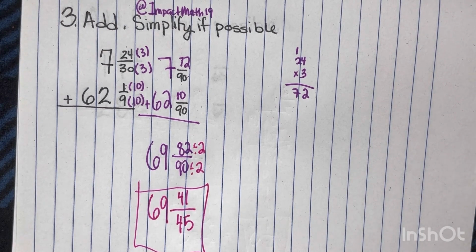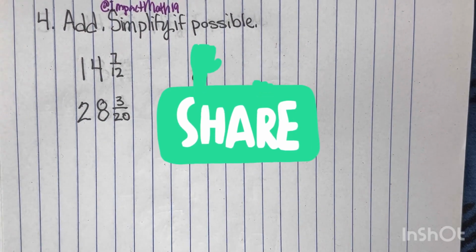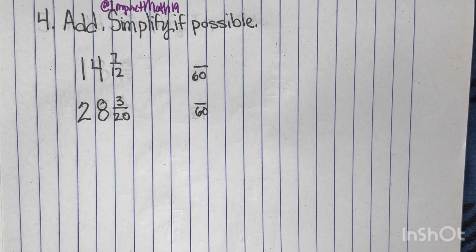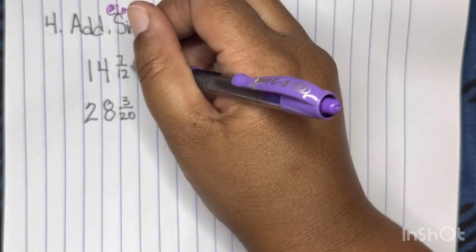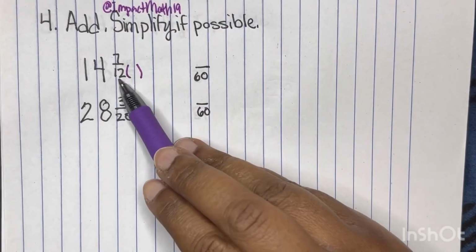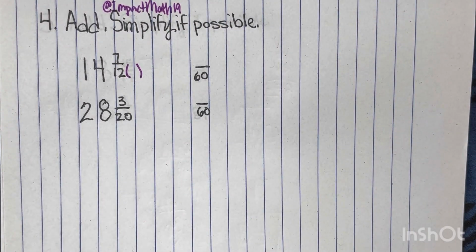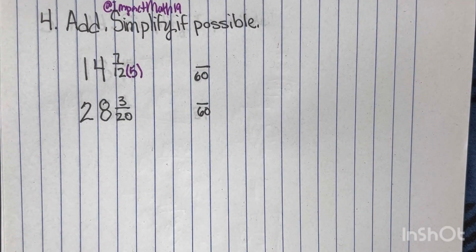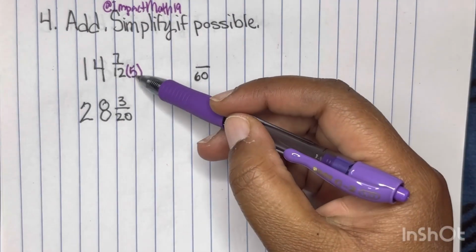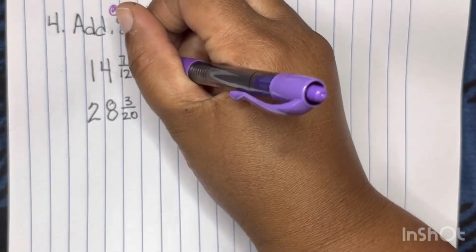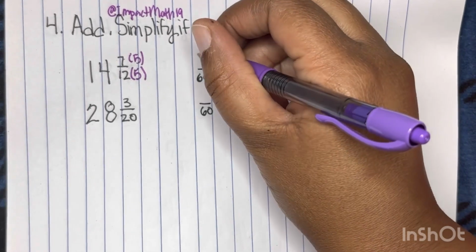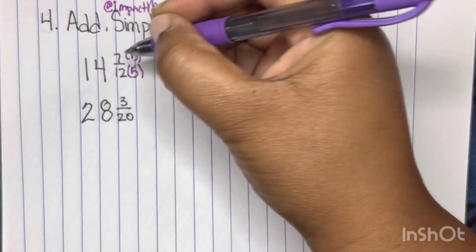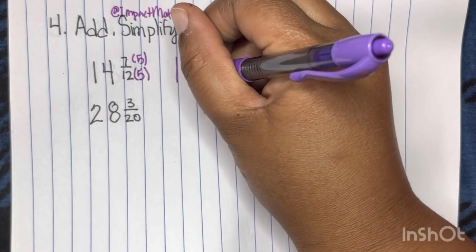Alrighty. Number 4. Add and simplify if possible. So our common denominator is 60. And so we have 7 twelfths. What we're asking ourselves is, 12 times what number gets us 60? Well, 12 times 5 gets us 60. And what we do to the bottom, we have to do to the top. So 7 times 5 is going to give us 35. And we can carry over the whole number, 14.